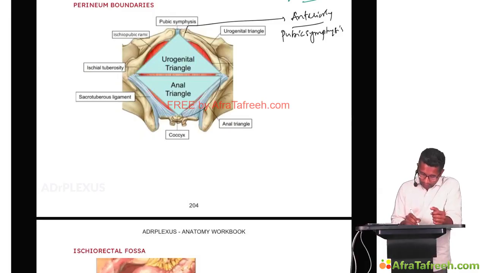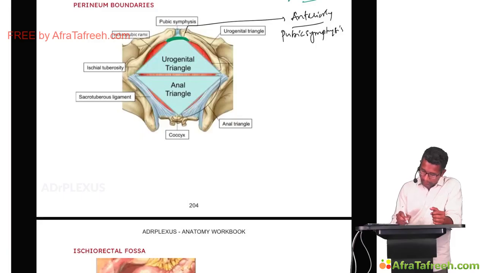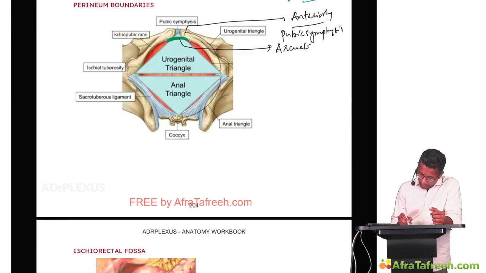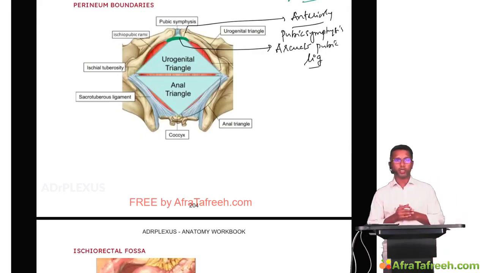So close to the pubic symphysis you have a ligament here. What is this ligament called? This is called the arcuate pubic ligament.